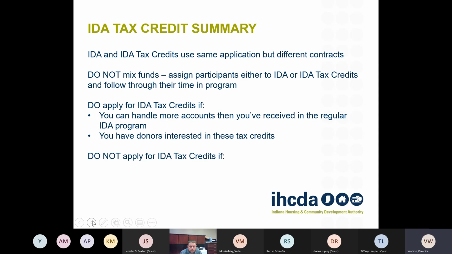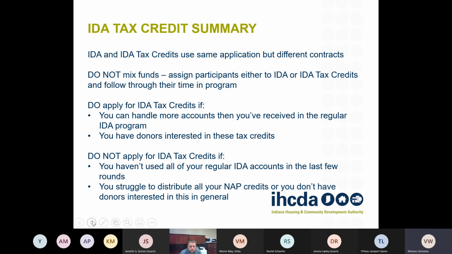Please do not apply for this program if you have struggled to fill all of your regular IDA accounts in the last few years. If we've been giving you 10, but you've only been able to fill 5 or 6, please focus on just filling those awards. Don't try to add to your to-do list before you have those locked down. And also, if you are in the NAP tax credit program and you struggle to distribute those tax credits, I wouldn't recommend adding more tax credits to your to-do list.